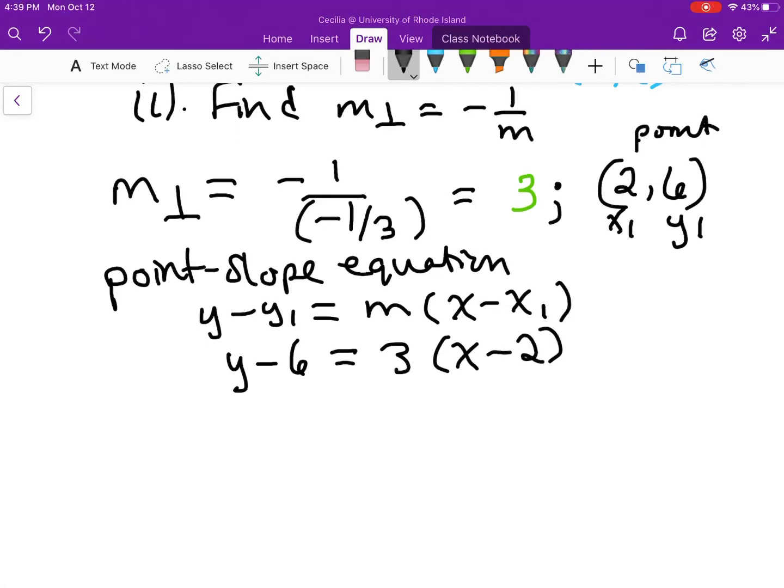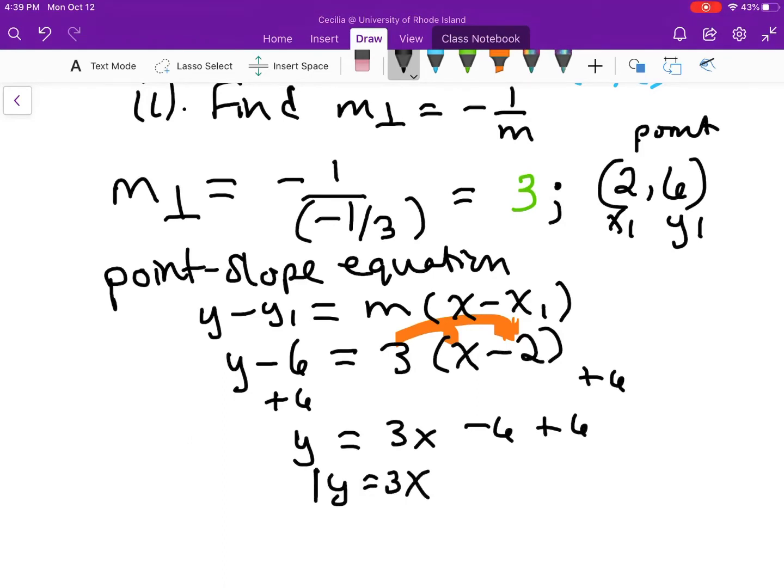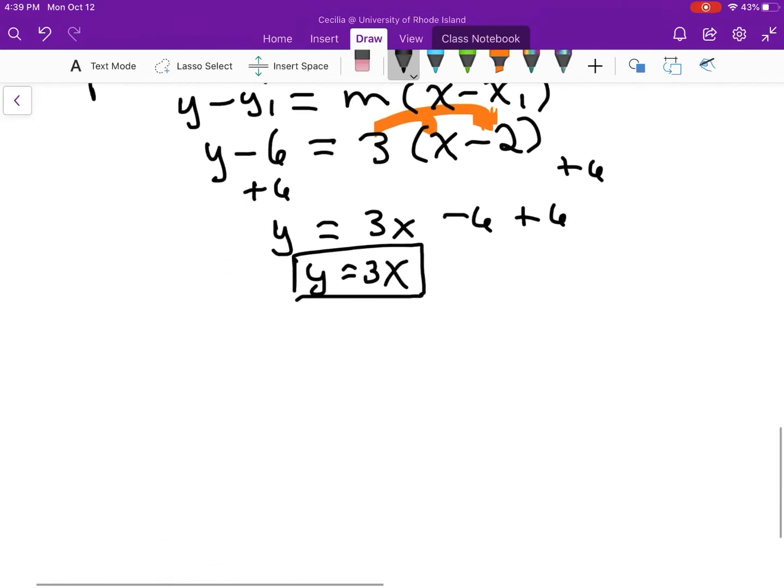All right, let's go ahead and put this into y equals mx plus b form. So we can add 6 to both sides, and we can distribute the multiplication by 3 inside the parentheses, and altogether we get y is equal to 3x minus 6 plus 6. So y equals 3x is the perpendicular line. So now let's graph both of these lines together.